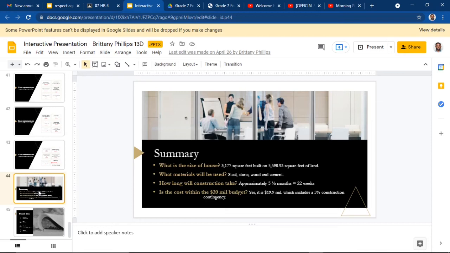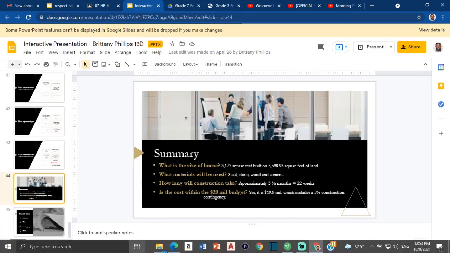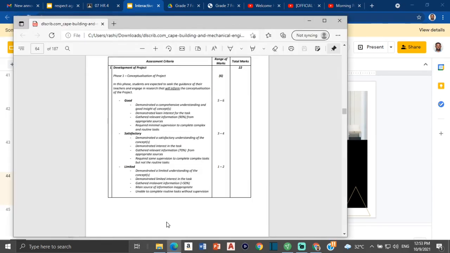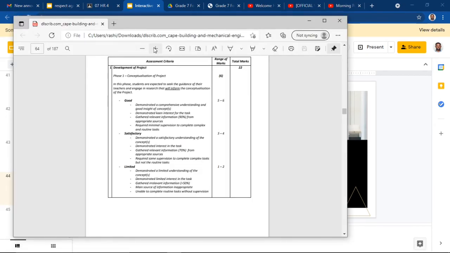I'm going to go through the mark scheme, and I'm going to explain how your marks are going to be allotted. I already did a vague overview on that, but I'm going to go through the more detailed view. So let me just zoom in on this a bit.